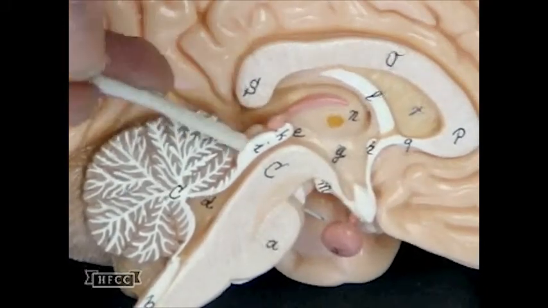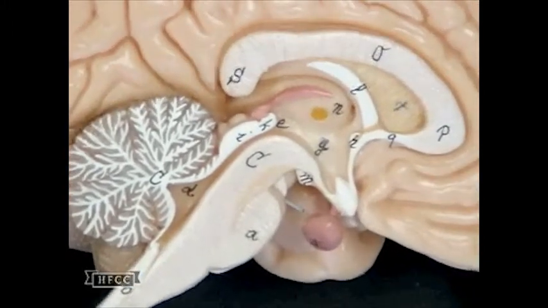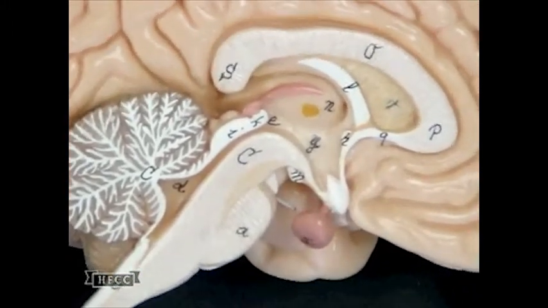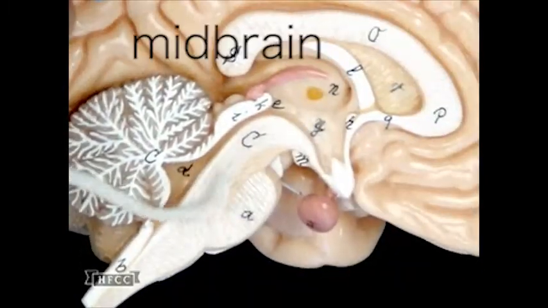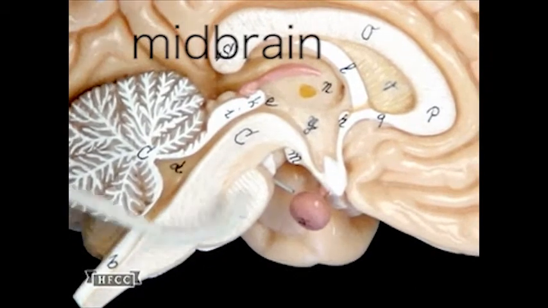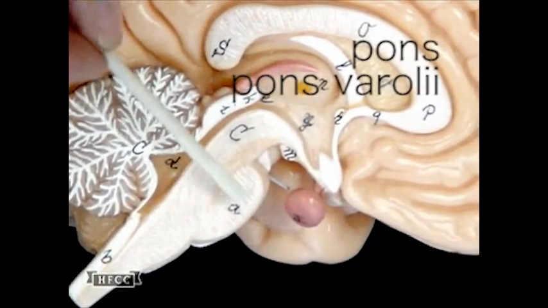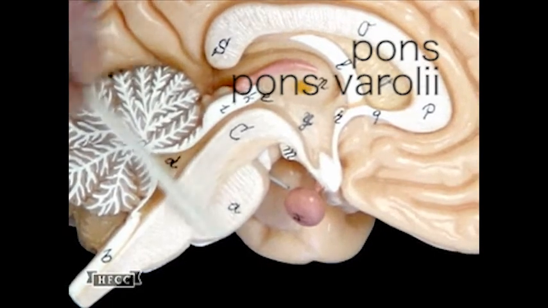The white there is the edge of the corpora quadrigemina, and covering those double bumps is the tectum laminae. That zone there is the midbrain, with many structures that are not detailed out in the model. This is the pons, or pons varolii, that's being touched and encircled right there.